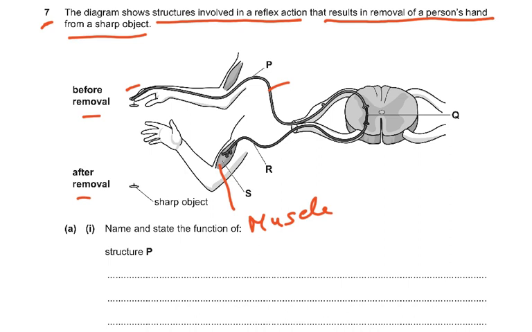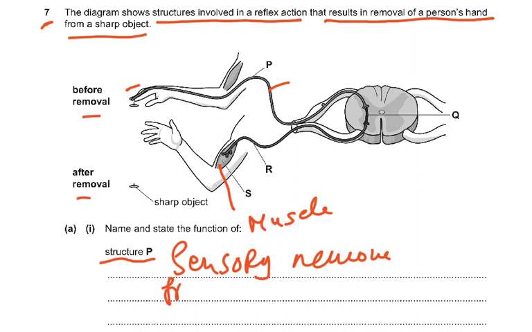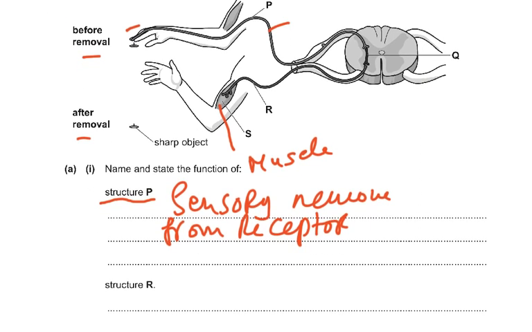Name and state the function of structure P. What is structure P? It is a sensory neuron. So the sensory neuron got you 1 mark. And then where is it going? It is going from the receptor. There would be a receptor in the skin, so from the receptor.